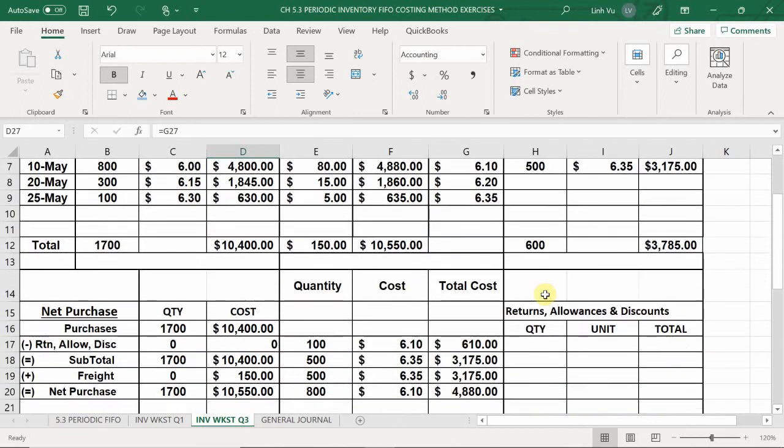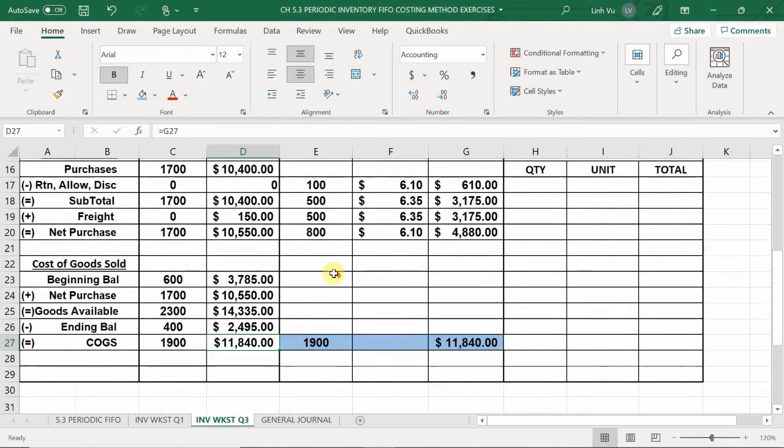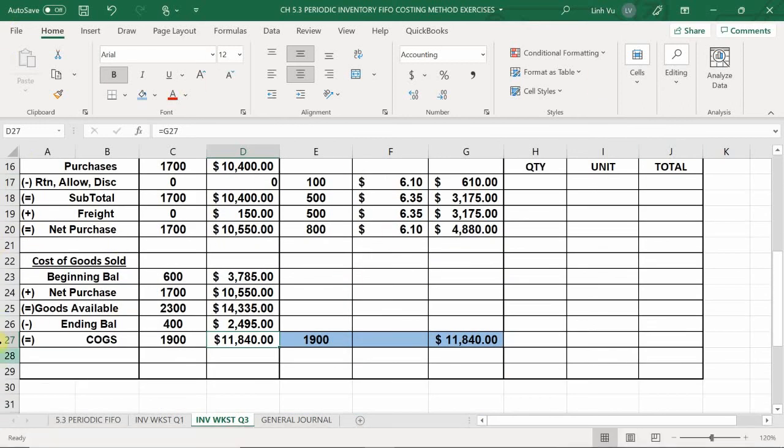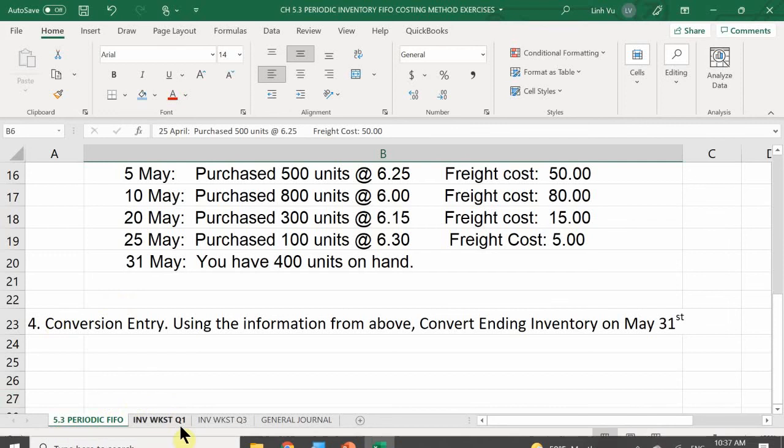Okay? So once again, this is just FIFO. Tomorrow we're going to take a look at how to use LIFO. Basically, it's the same thing, except we're going to be costing it out differently. So with that being said, let's go ahead and answer the last question here, which is do the conversion entry using the information from above. Convert the entry into inventory on hand for May 31st.